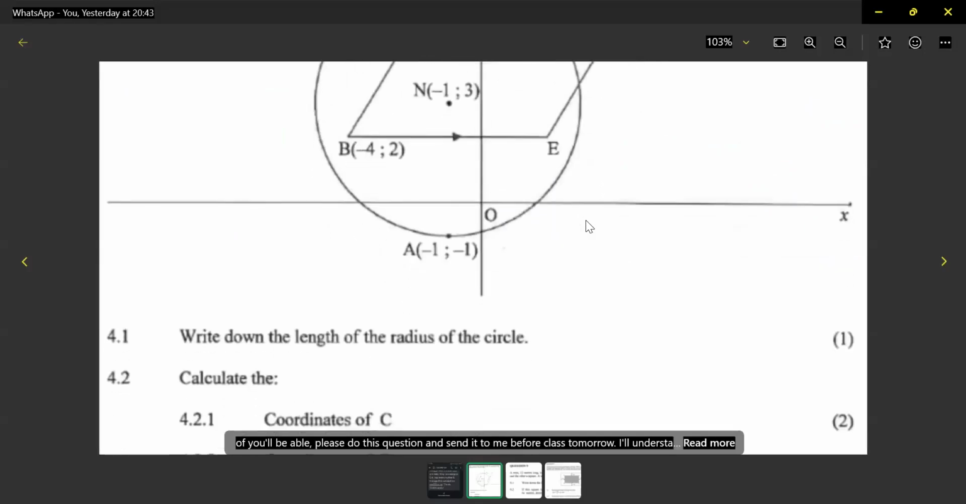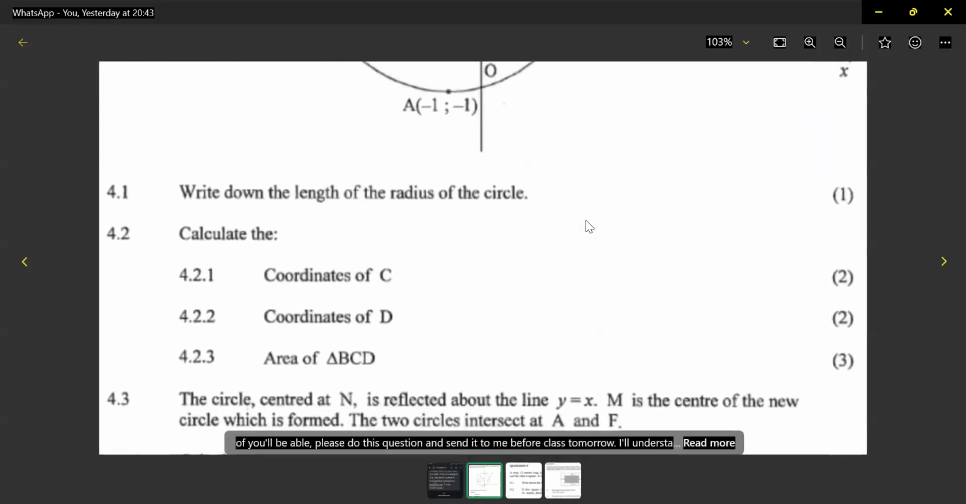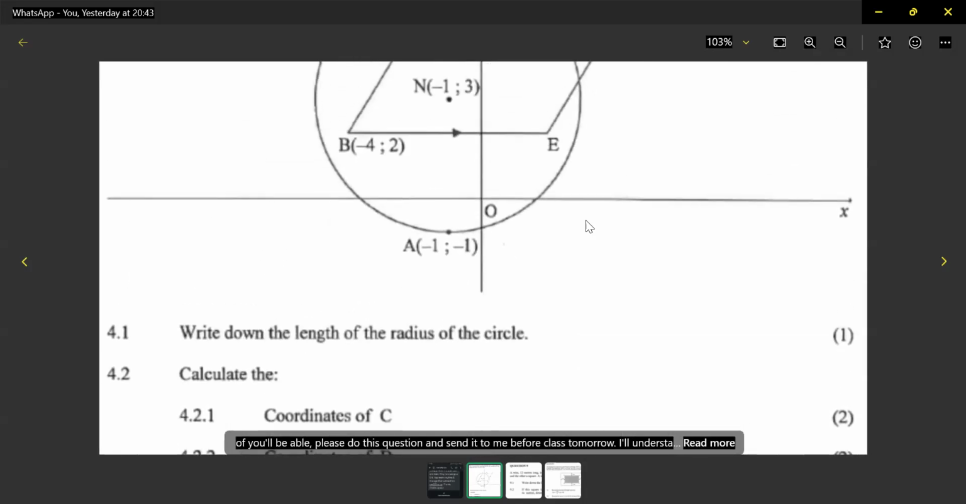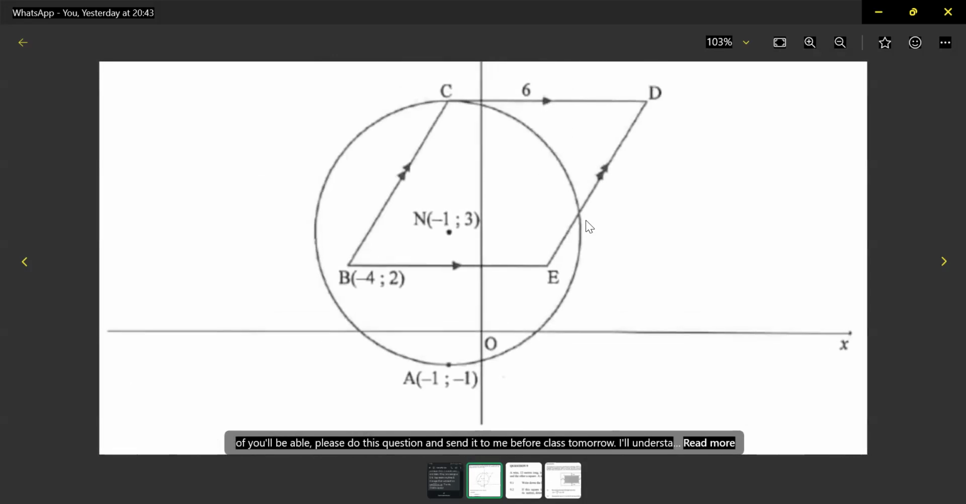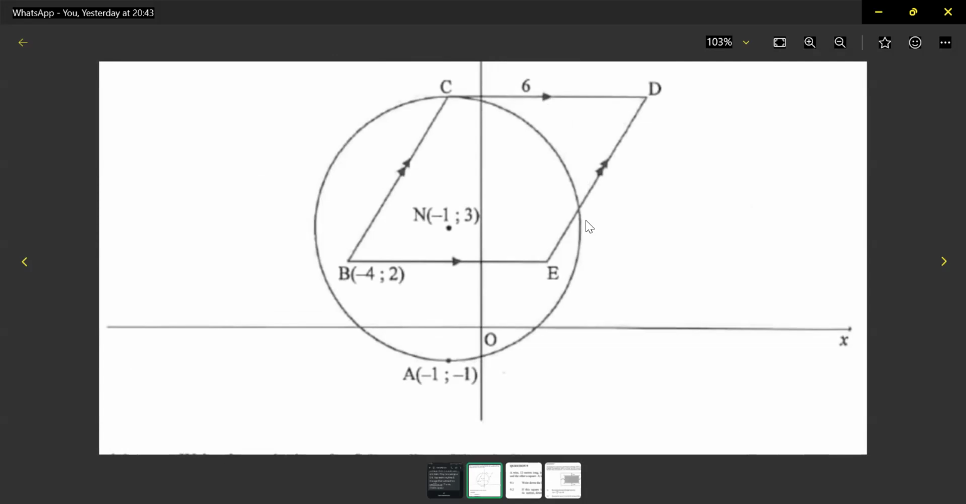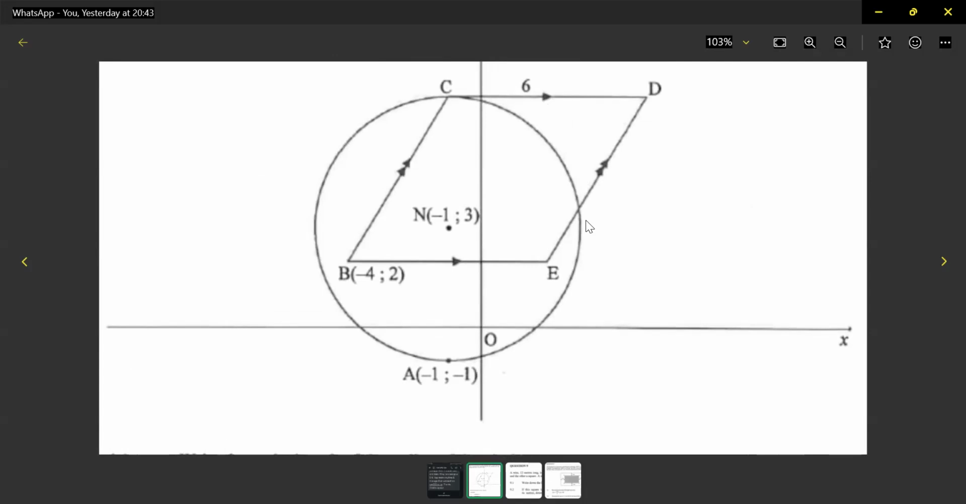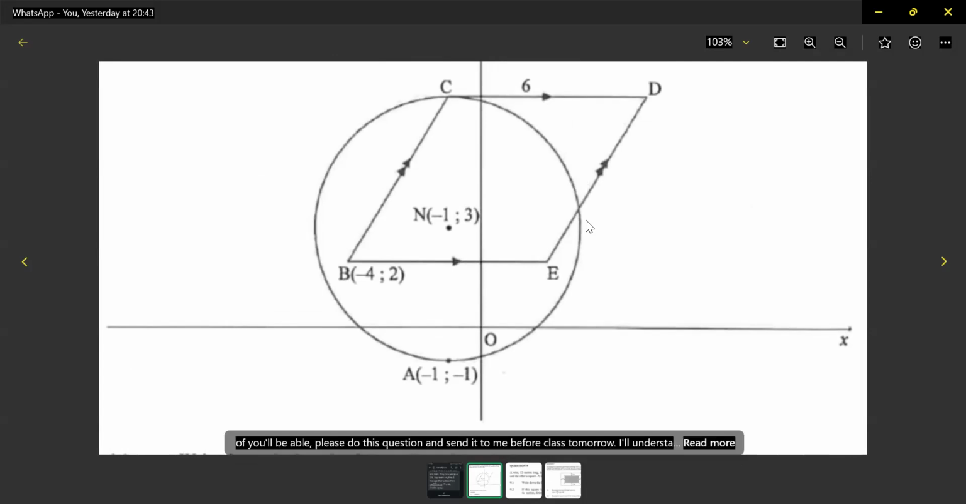Now, what does the next question say? Well, this one says, please calculate the coordinates of the point D. So where is the point D? This is the point D there. And remember that CD is also a what? Well, CD is also a horizontal line. Why? Because it's parallel to BE, right? Both of them are just horizontal lines.